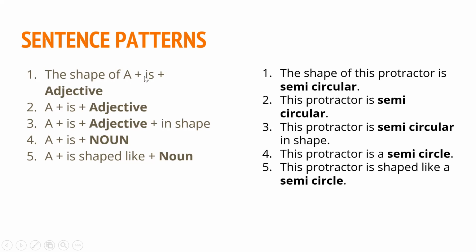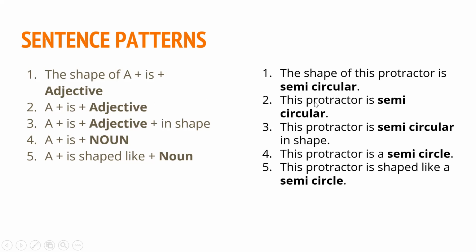The shape of A plus is, plus adjective. Is here is the to be verb. You can change this into are if the object is more than one. The shape of A is followed by an adjective. So for example, the shape of this protractor is semicircular. You cannot use semicircle because here you have to use an adjective. Semicircular.